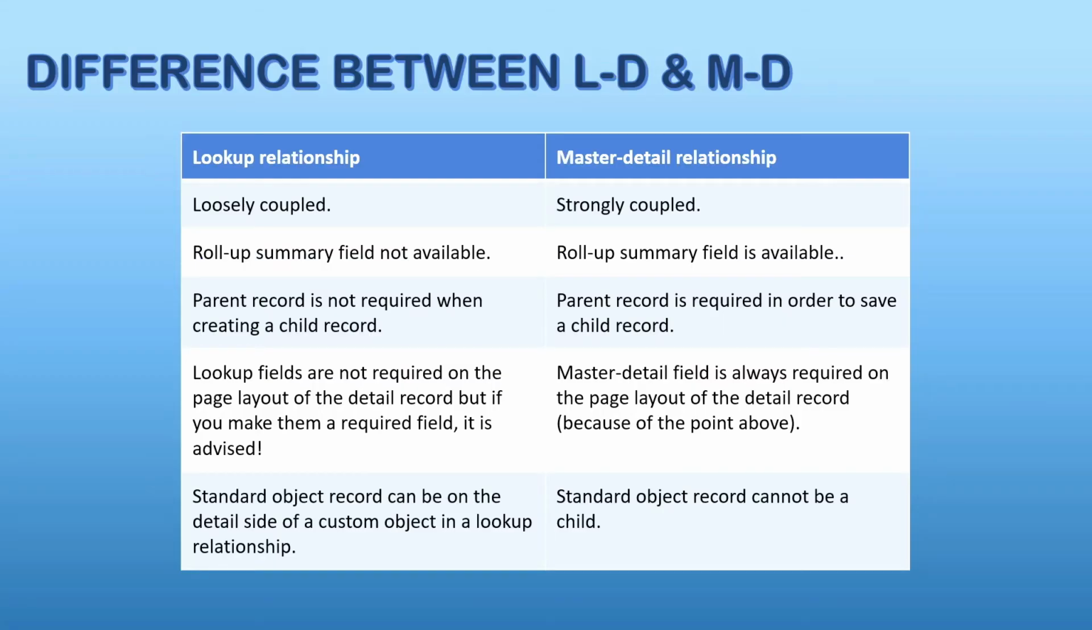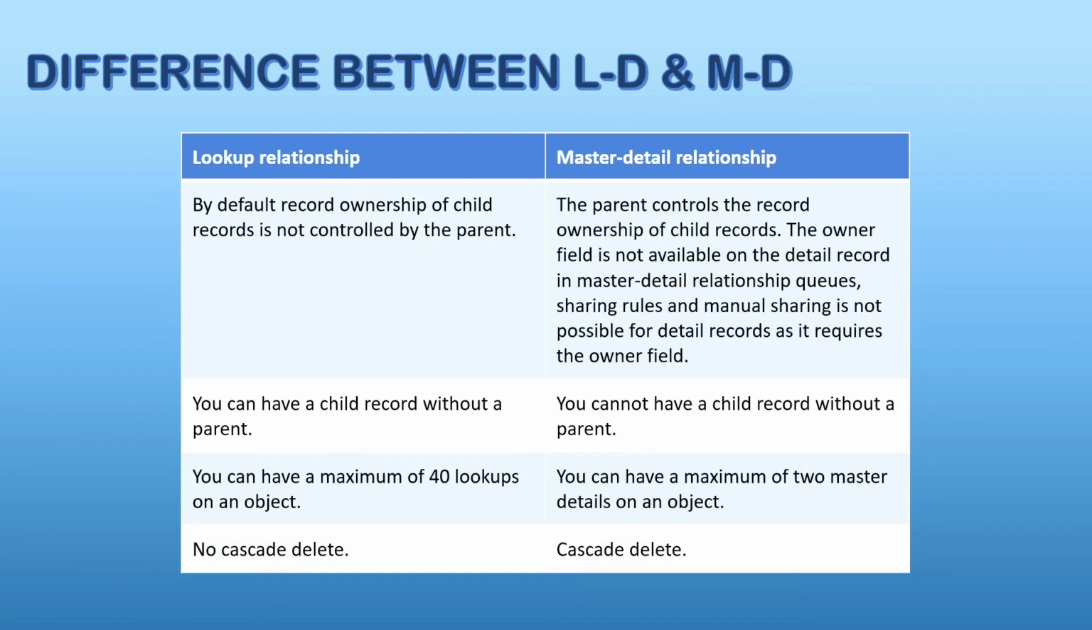Now, let's observe the differences between lookup relationship and master detail relationship. The first one is loosely coupled and the other is strongly coupled. Roll-up summary fields are not available in a lookup relationship, but in a master detail relationship we can have roll-up summary fields. A parent record is not required when the child is created, but that is not the case with a master detail relationship. So this is how different scenarios will exist between lookup relationship and master detail relationship. Please pause the video and read out the differences.